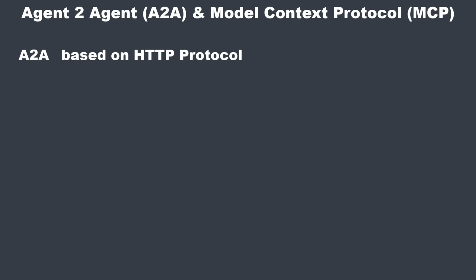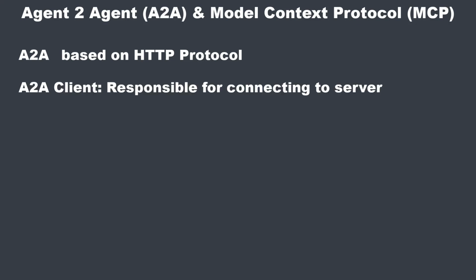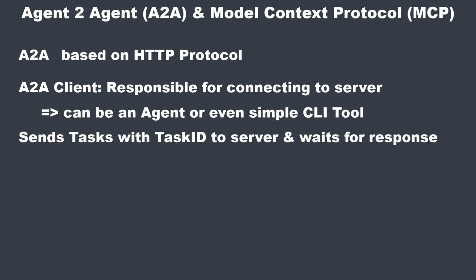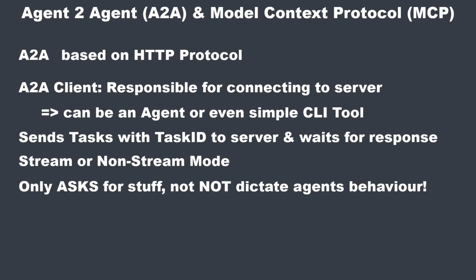The third component is the A2A client. The client can be another agent or your own application. The client sends tasks to the server and receives responses, either immediately or as streaming updates or through webhooks. So it's important to note that A2A only focuses on external communication between agents. It does not dictate how the agent internally processes tasks or accesses resources.